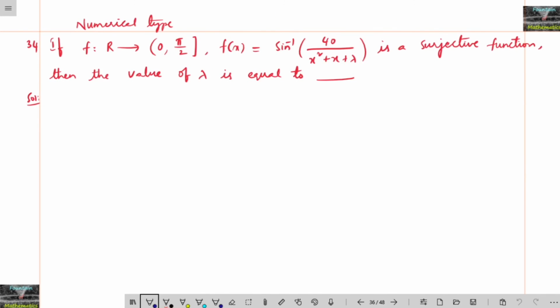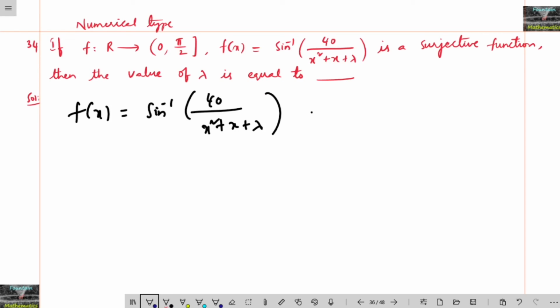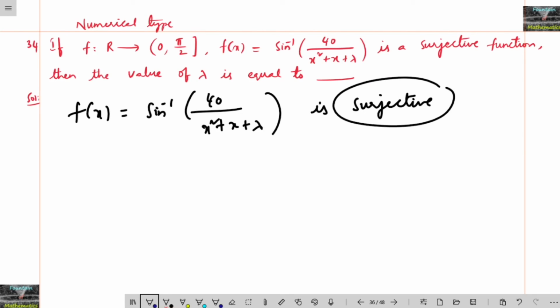If f from R to 0 to pi by 2, f of x is equal to sine inverse of 40 upon x square plus x plus lambda is surjective, which is given. This is a surjective function. What is surjective? Surjective means onto function, and hence we can say f of x is equal to y, where the codomain is equal to the range. Range is equal to codomain, we can mention.